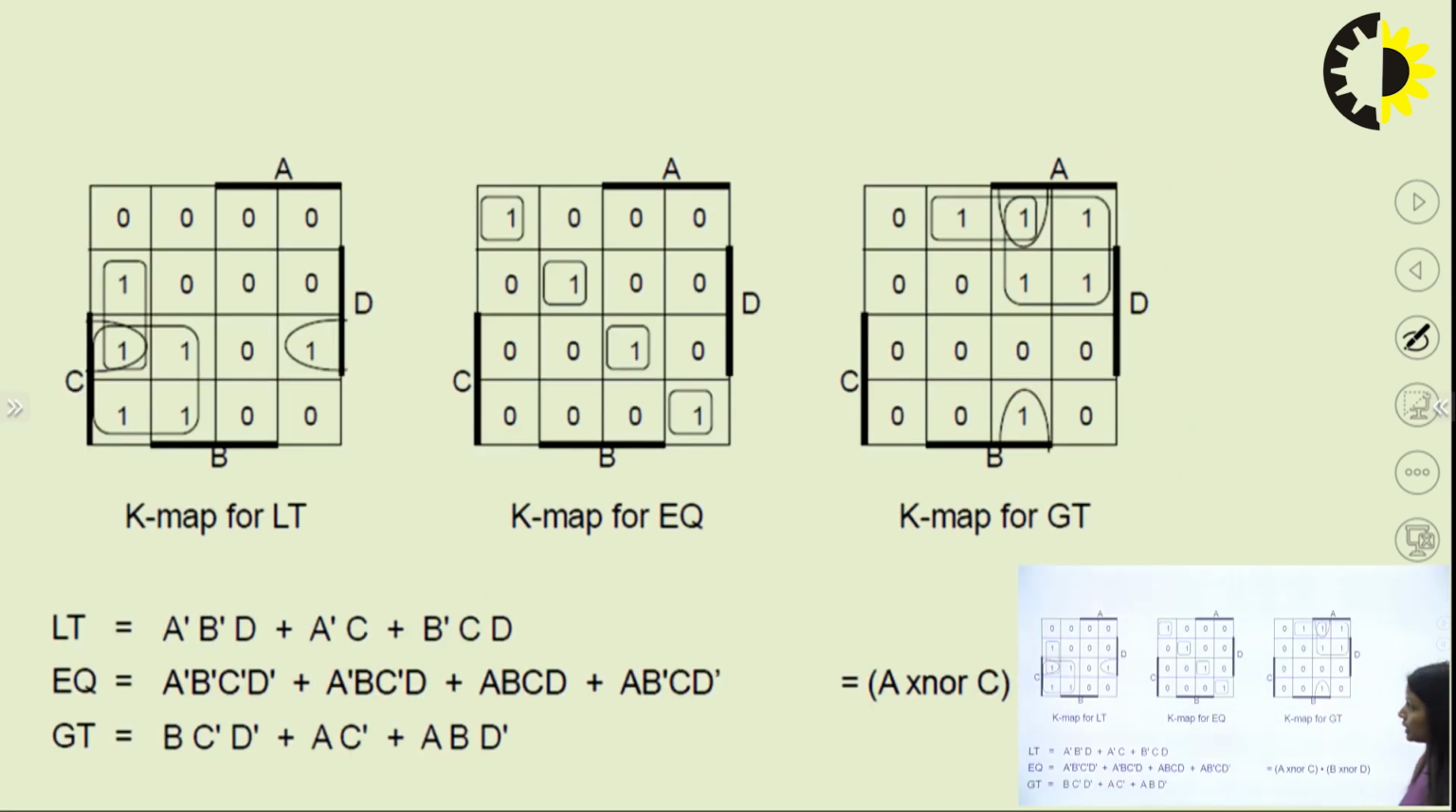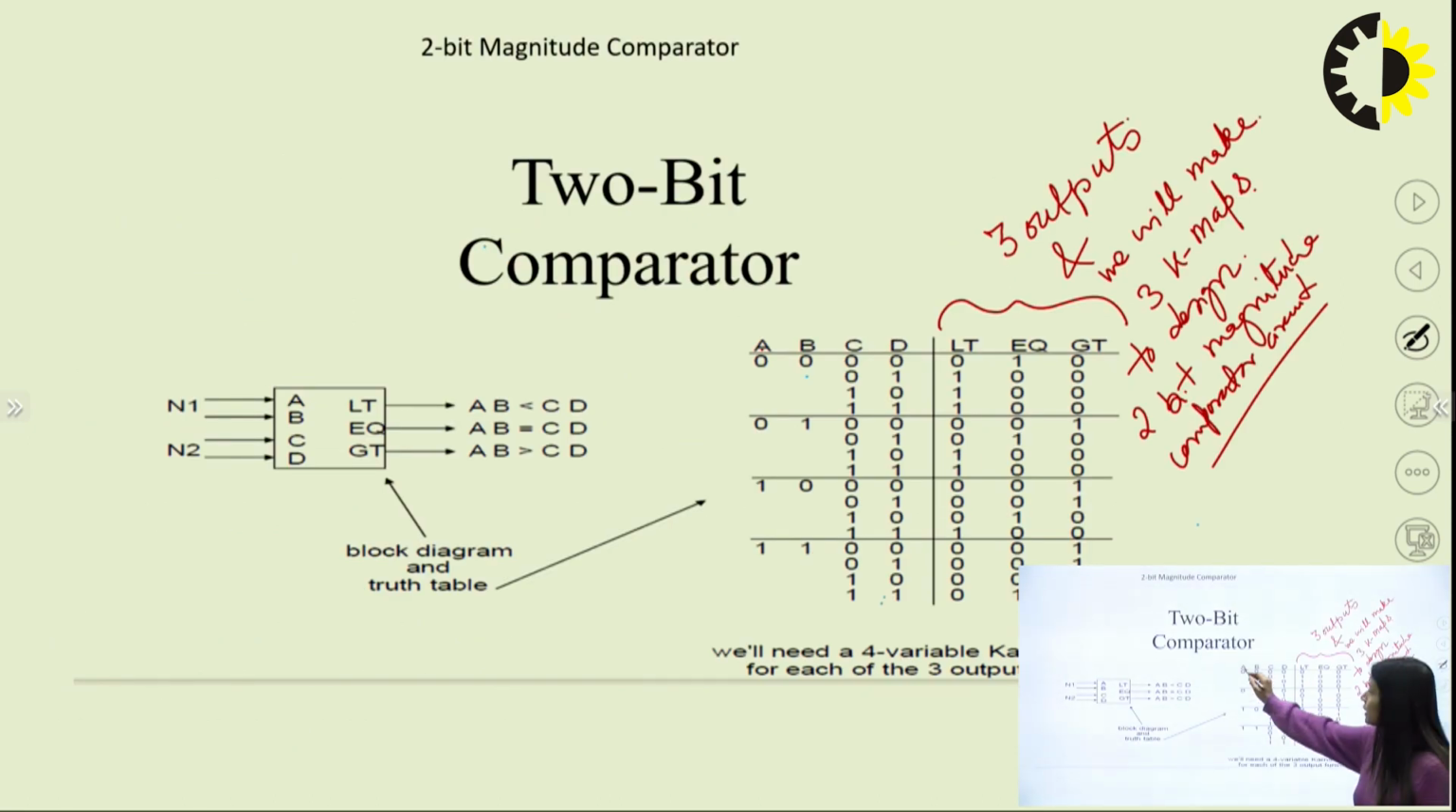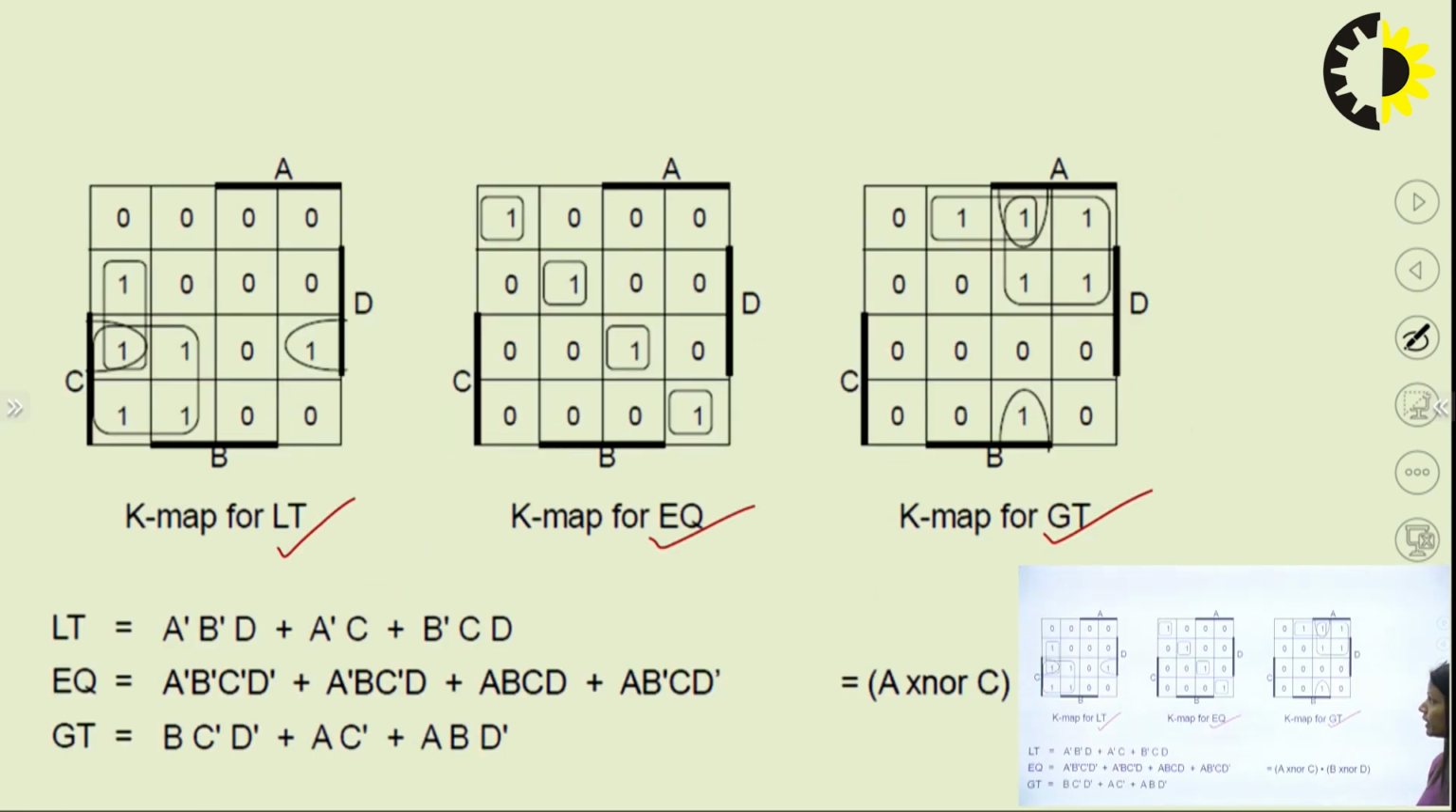So I have 3 K-maps for less than, equal to and greater than. I will fill the entries for each output into my K-map. Since I have 4 variables A, B, C and D, I have taken a 4 by 4 K-map, AB and CD. So here we can solve the K-map as we did in the last unit.